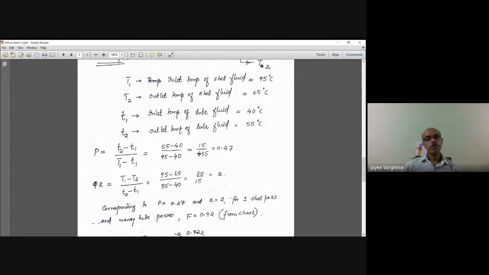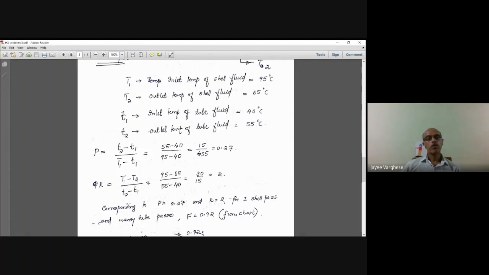Now R is capital T1 minus capital T2 divided by small t2 minus small t1. That is the temperature difference of the shell fluid by temperature difference of the tube fluid. Substituting the values, 95 minus 65 divided by 55 minus 40, that is equal to 30 by 15, that is 2. So we have the factor P equal to 0.27 and factor R equal to 2.